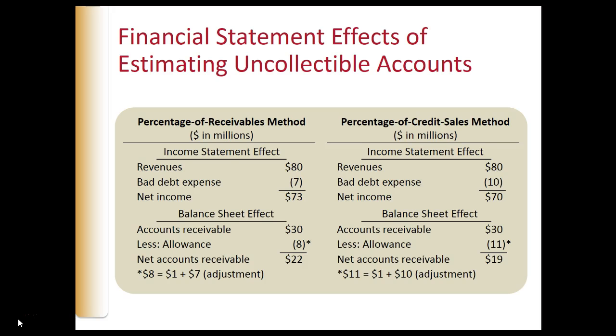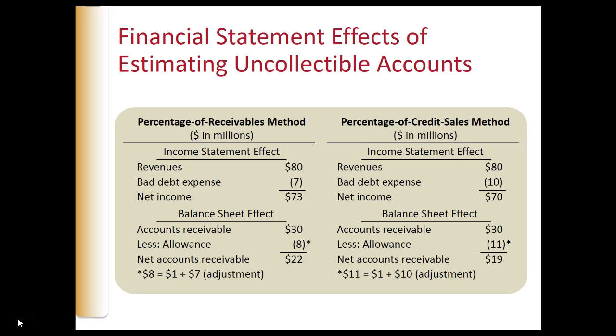This slide summarizes the difference in financial statement effects. From an income statement perspective, some argue that the percentage of credit sales method provides a better method for estimating bad debts because the expense, bad debts, is better matched with revenues, credit sales. A better matching of expenses and revenues results in a more accurate measure of net income for the period.